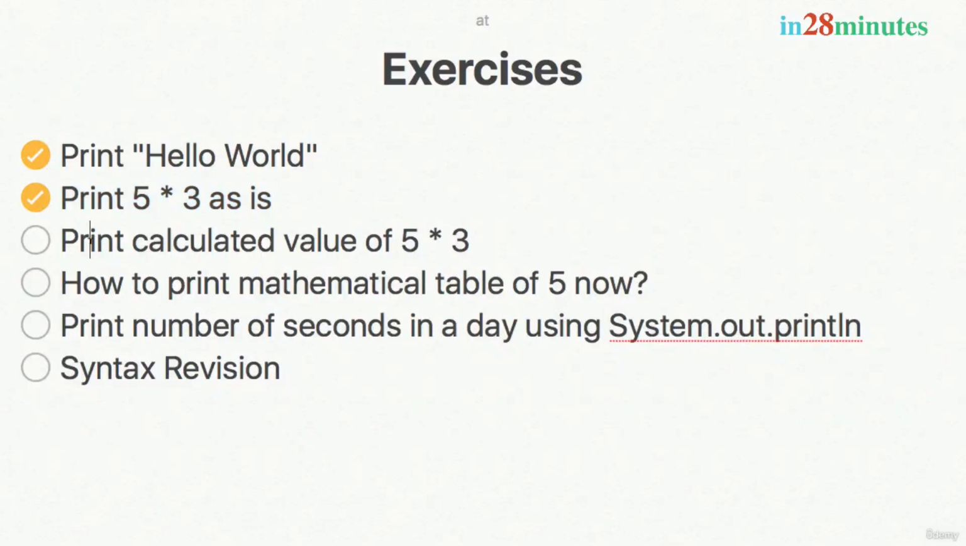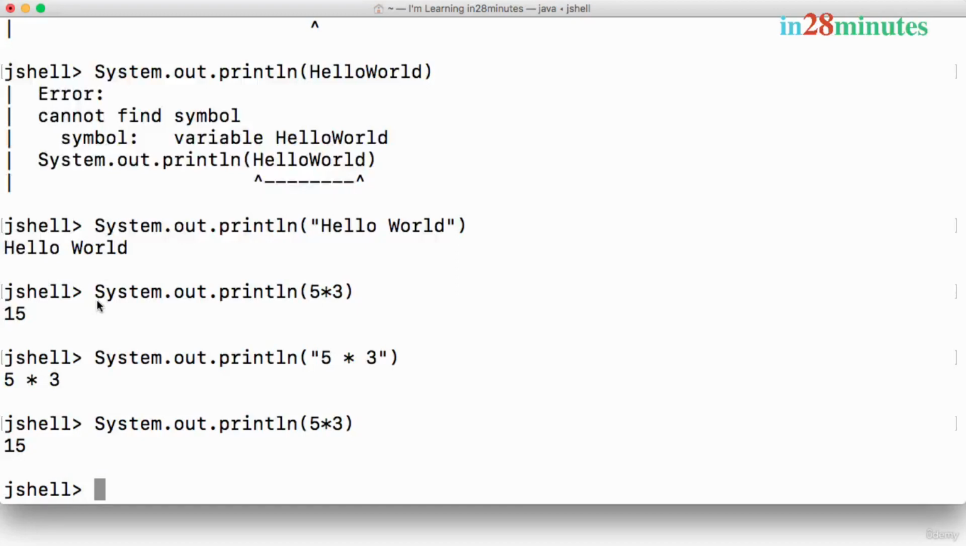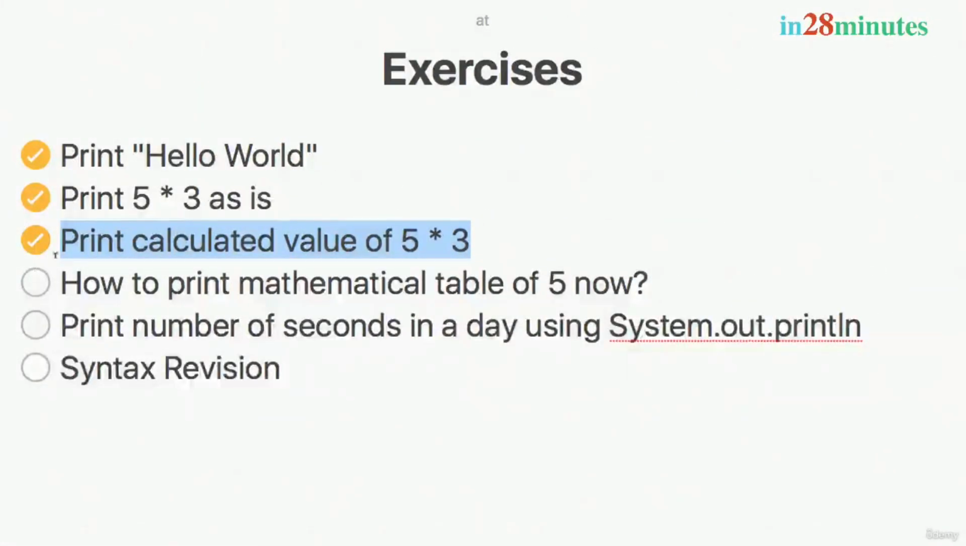This is done. Print calculated value of 5 into 3. Aha, I have done that earlier. So it's system.out.println 5 into 3, 15. That's cool. So let's tick this off as well.